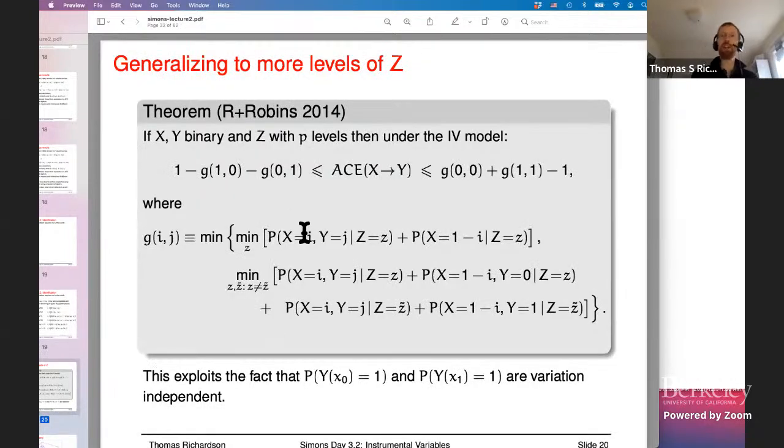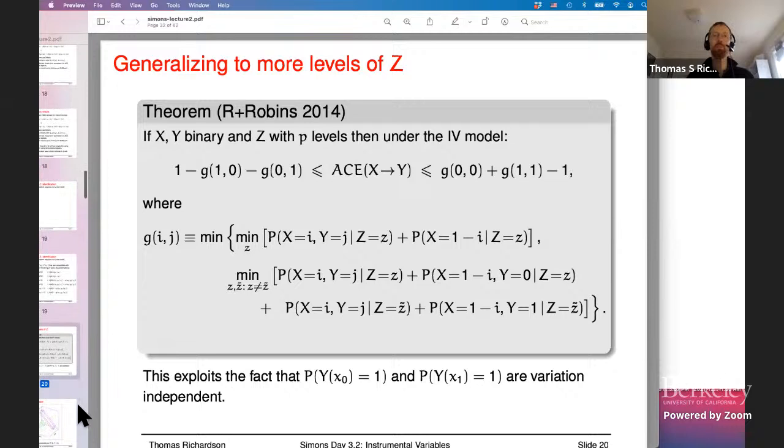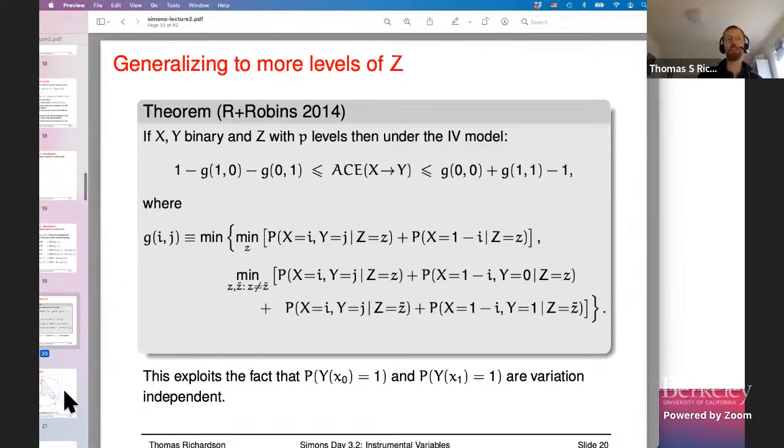And then if you finally ask about the average causal effect, you can work out the bounds on the average causal effect, and they turn out to take this form. This exploits the fact, and I'm not going to go into a lot of detail on this, that the margins here are variation independent. I can come back to that if people are interested at the end.